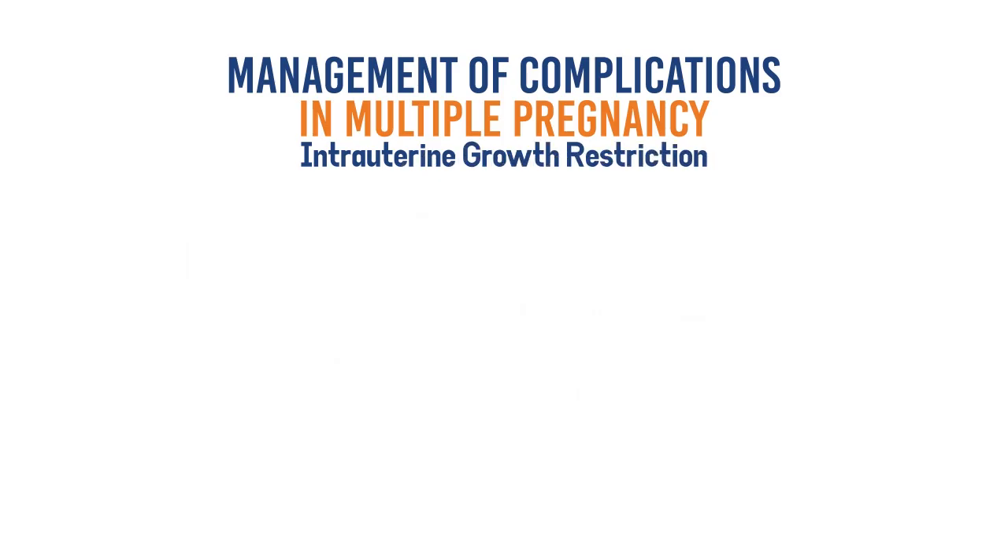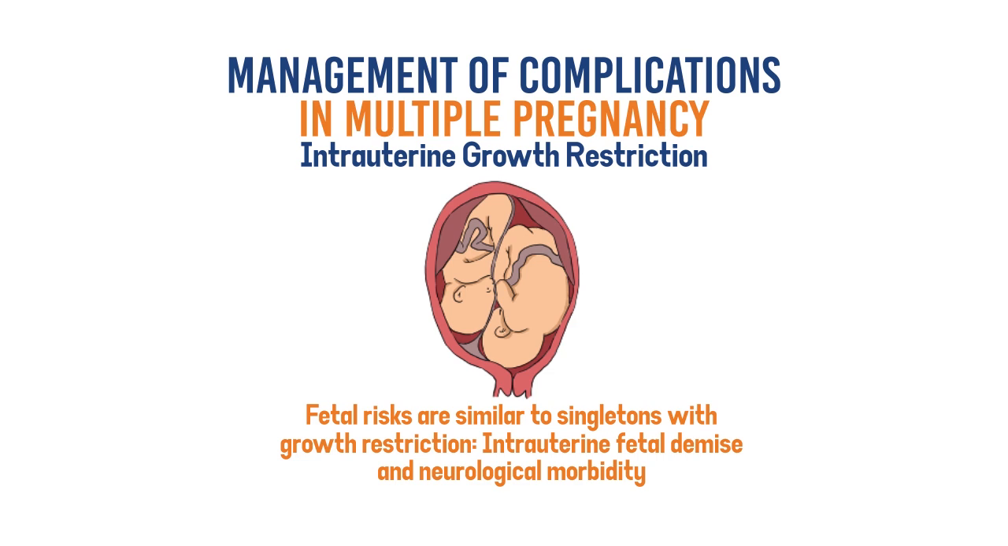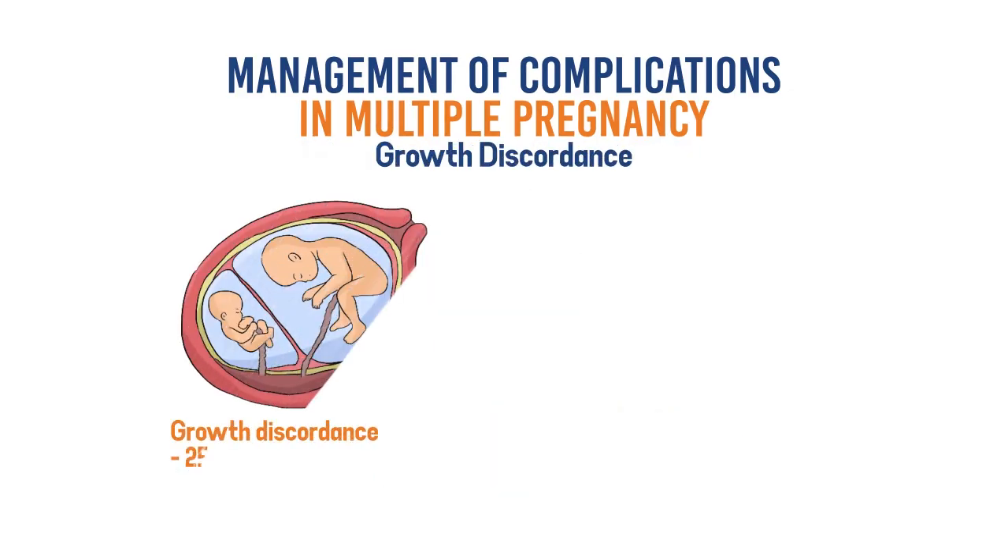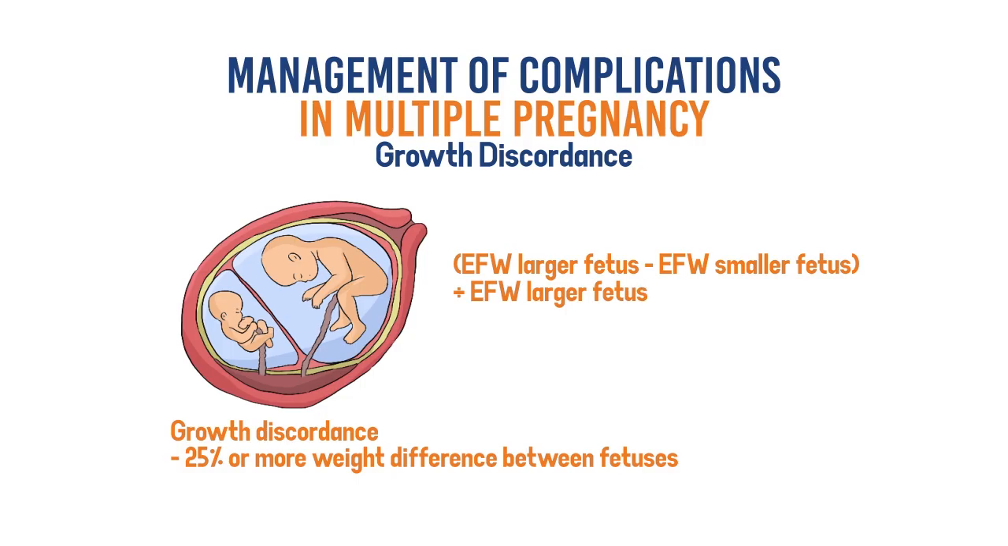Intrauterine growth restriction. A fetus is considered SGA if the abdominal circumference or estimated fetal weight are below the 10th percentile. Fetal risks are similar to singletons with growth restriction, such as intrauterine fetal demise and neurological morbidity. The definition of growth discordance is when the weight difference between fetuses is 25% or more. It is calculated using the formula: estimated fetal weight of larger fetus minus estimated fetal weight of smaller fetus, divided by the estimated fetal weight of larger fetus.